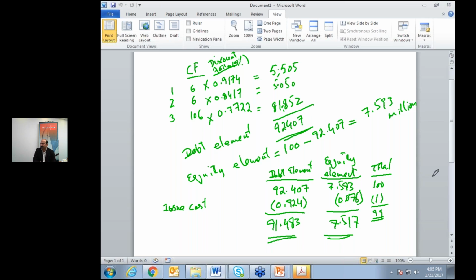Before I move further, if you people have any question, please ask now. Otherwise, I will be showing you the rest of the calculation and the journal entry which you will pass if this convertible is converted into shares. Do we have any question, please?